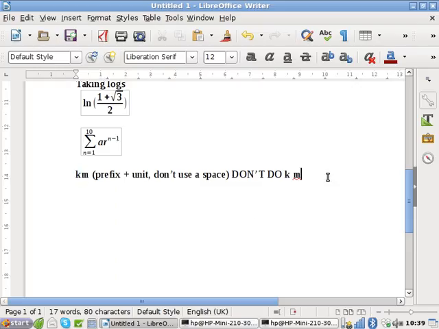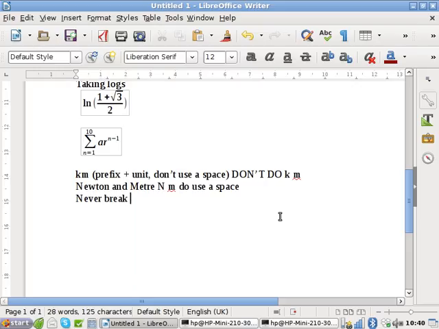Now, if you had something that has 2 units in it, for example, something like Newton and meter, this we do have a space, N space M. So we do use a space. Now, can you see the difference between the two situations? In the first one, it's a prefix and a unit, whereas in the second case, it's a unit and a unit. Yeah?